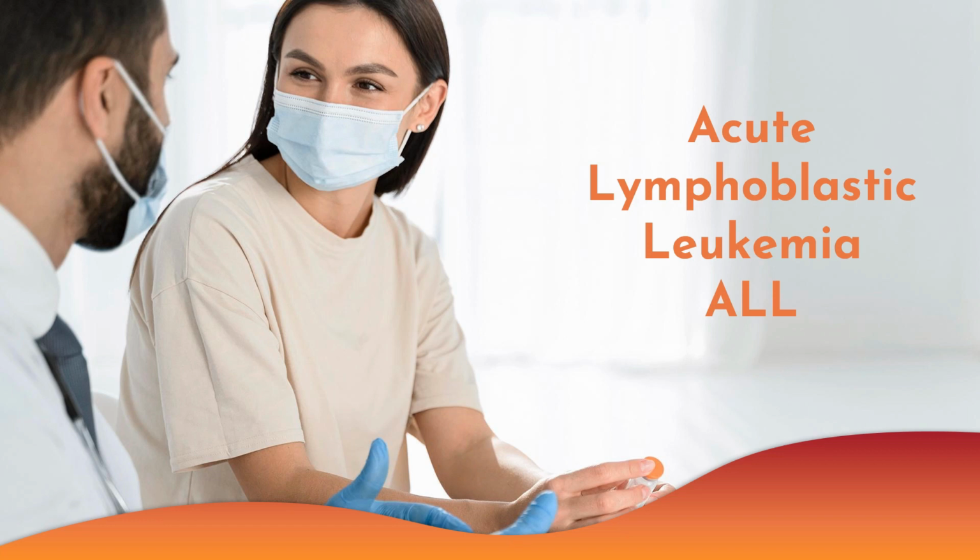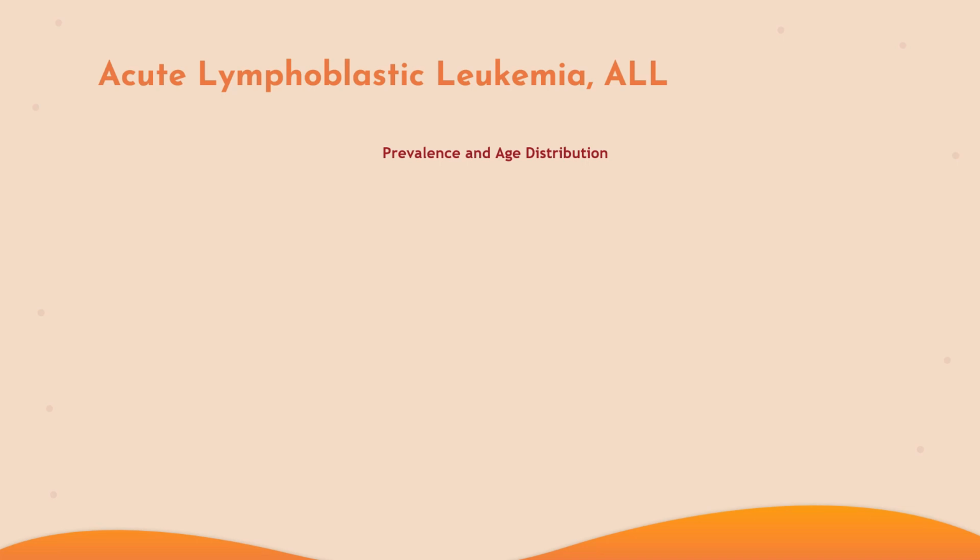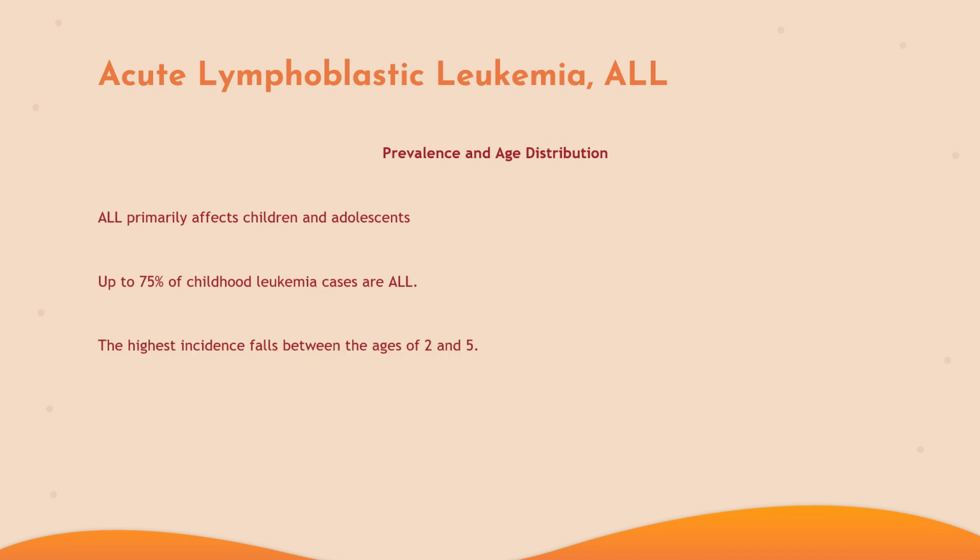Let's get started. Prevalence and age distribution. ALL primarily affects our youngest warriors, children, and adolescents. In fact, it makes up a significant portion of childhood cancers. Would you believe that up to 75% of childhood leukemia cases are ALL? It's truly impactful. The highest incidence? Well, that falls between the ages of 2 and 5.